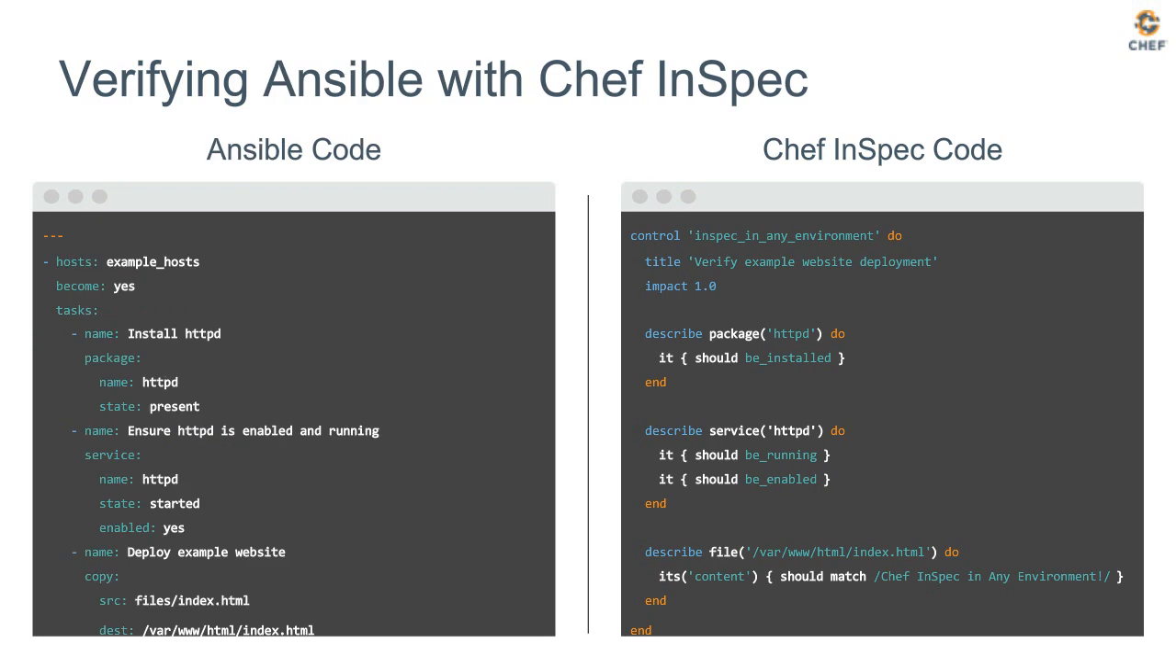Now, here's the same example, but instead of using Chef Infra, Ansible is used to perform the tasks of installing the HTTP server, starting and enabling the HTTP service, and deploying the example website. You notice that the code on the right does not change. Regardless of the automation used, Chef InSpec can validate the results.